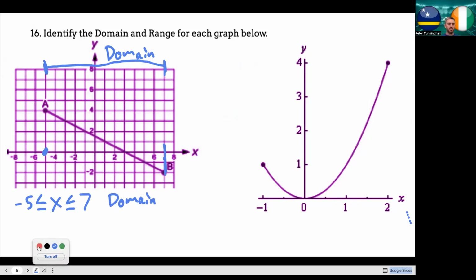Your range, you're looking at vertical distance. So you're looking at how high is the highest, how low is the lowest. Okay, so maybe draw that line there and say, okay, going here to here. The lowest y value we have there is -2, less than or equal to y, and y is going to be less than or equal to 4. That's your range.